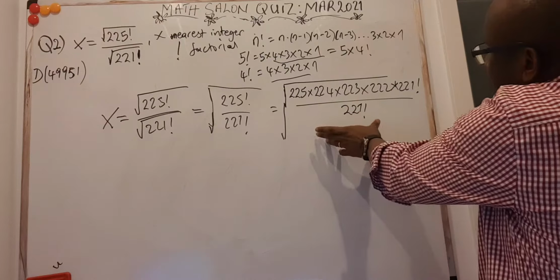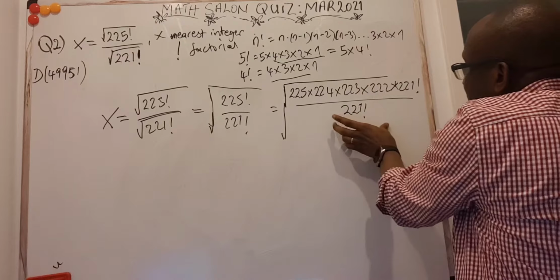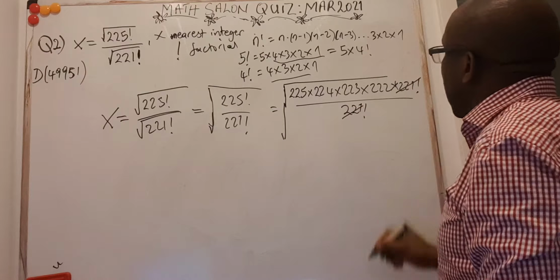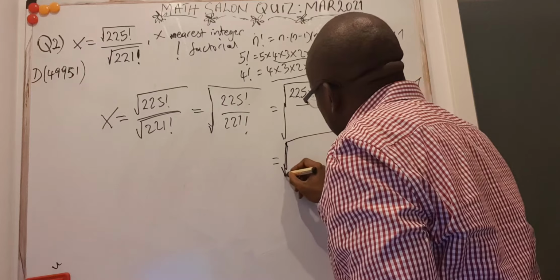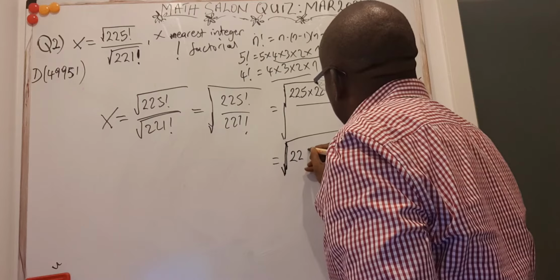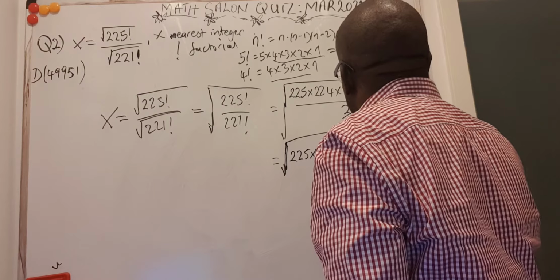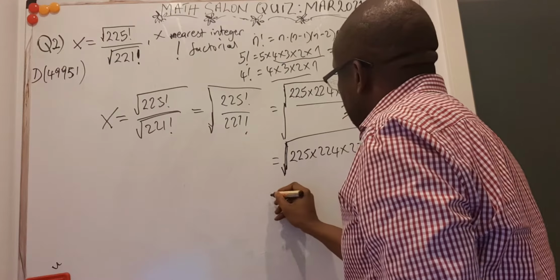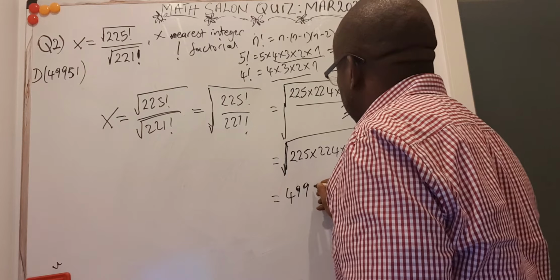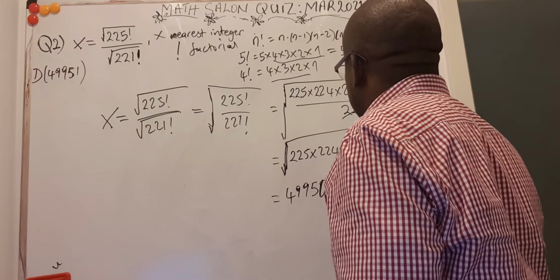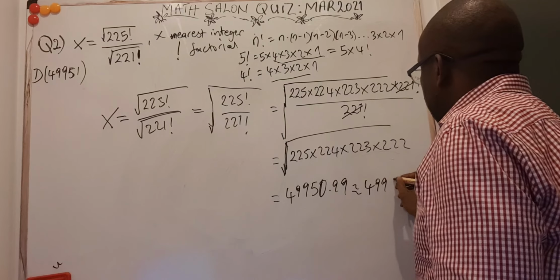That's the definition. You see, I could continue, but if you continue, you only realize that the rest of that stuff will be exactly what is below. In this case, this one can fall off, and I'm left only to look for the root of this product: 225 times 224 times 223 times 222. And if you do that well, you should get an answer like 49950.99. And to the nearest integer, you get 49951.